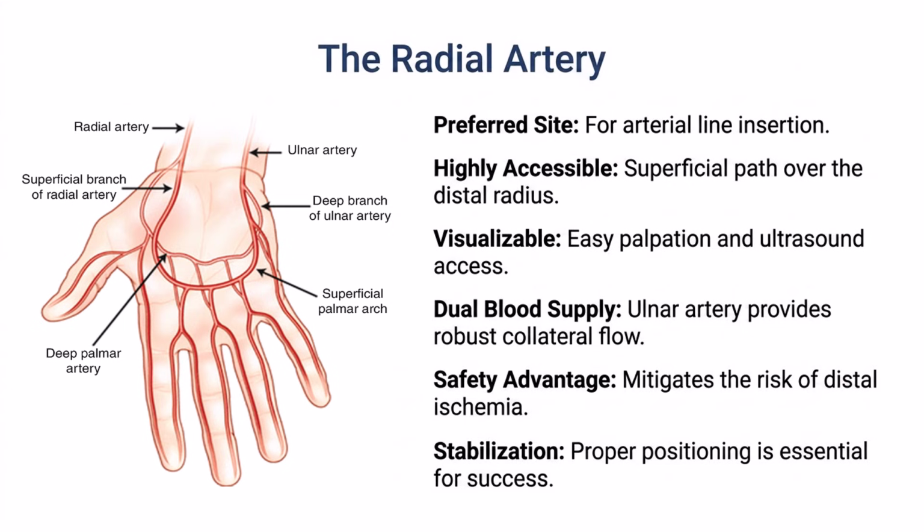The radial artery is widely considered the preferred site for arterial line insertion. A superficial path over the distal radius makes the vessel highly accessible for palpation and ultrasound visualization. A major clinical advantage is the dual blood supply to the hand, as the ulnar artery typically provides robust collateral flow to mitigate the risk of distal ischemia. Proper positioning is essential to stabilize the vessel and improve first-pass success rates.